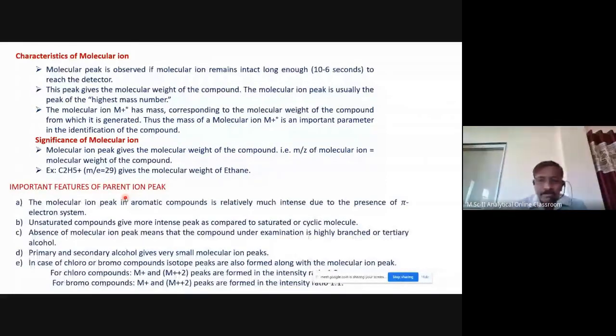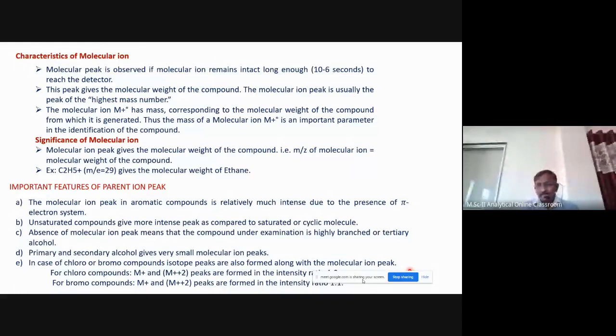Now we can see some important features of this molecular ion peak. The molecular ion peak in aromatic compounds is relatively much more intense due to the presence of the pi electron system. Unsaturated compounds give a more intense peak as compared to saturated or cyclic molecules. Also, the absence of a molecular ion peak means that the compound under examination is highly branched, or it is a tertiary alcohol, and primary and secondary ones give a very small molecular ion. So in some cases you can observe it is a molecular weight, then why can it not give a very intense peak?